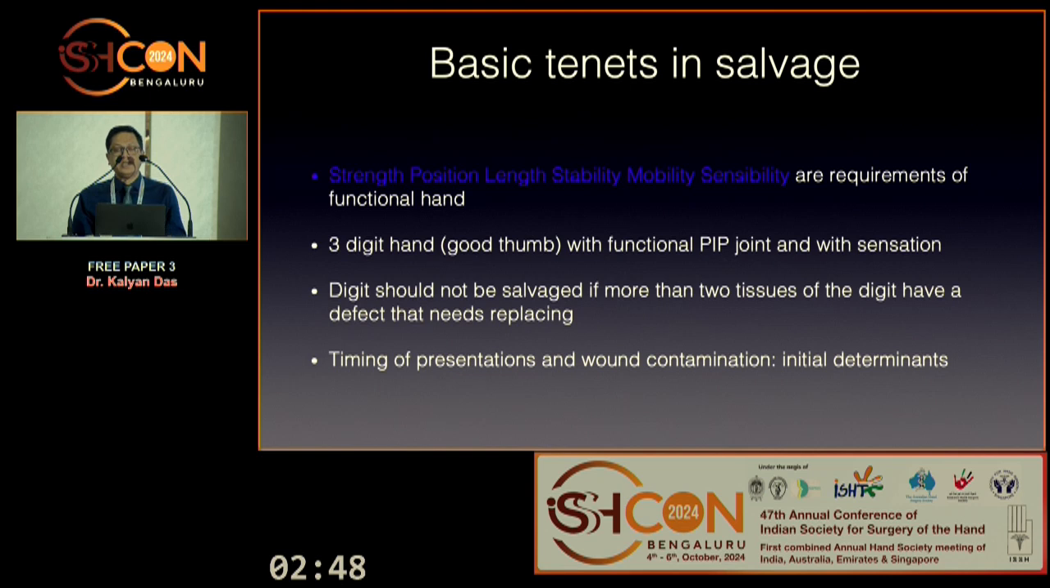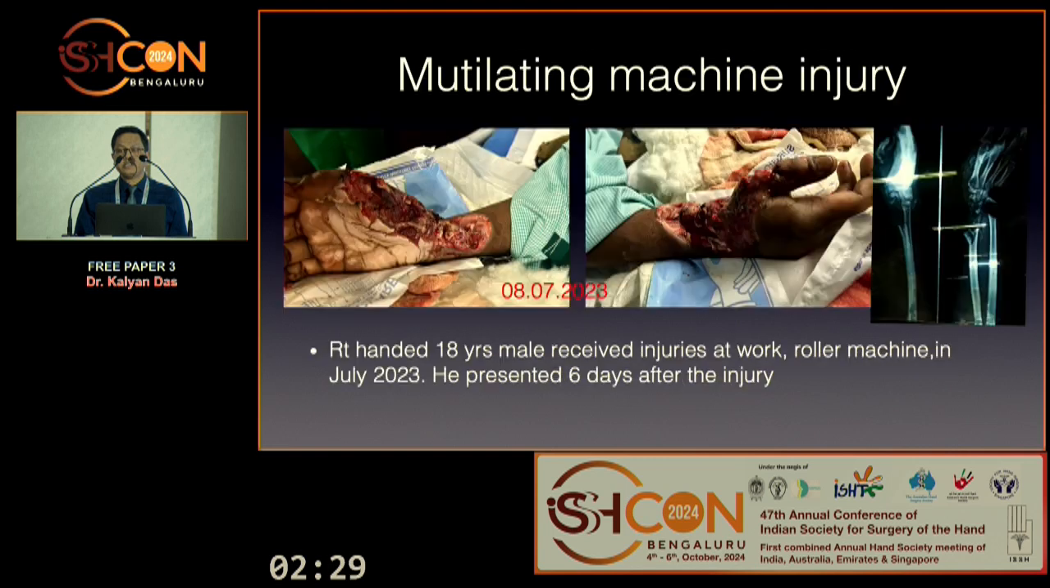These are Entin's requirements: strength, position, length, stability, mobility, and sensibility. These are the basic requirements for hand function. A minimum good hand function needs a 3-digit hand with a good mobile thumb and a functional PIP joint. The timing of presentation and the wound contamination are the determinants.